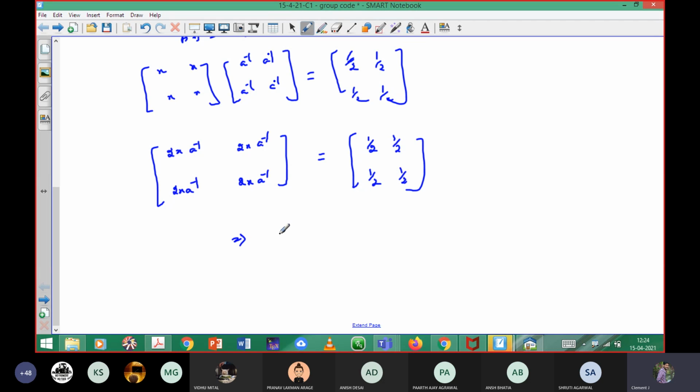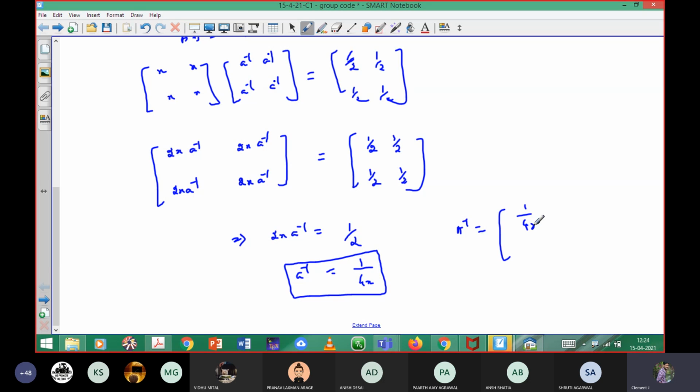Let me compare with respect to each element. 2x a inverse equal to 1 by 2. After that, a inverse equal to 1 by 4x. Many of the guys have written 1 by 4 alone. That is not a correct answer. So after that you need to mention your inverse matrix as 1 by 4x in every entry, which belongs to G.